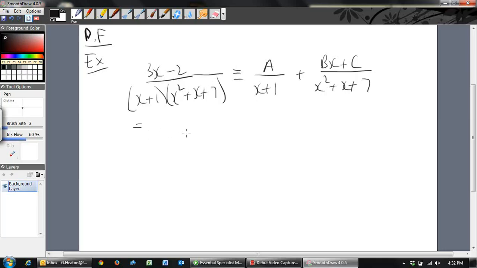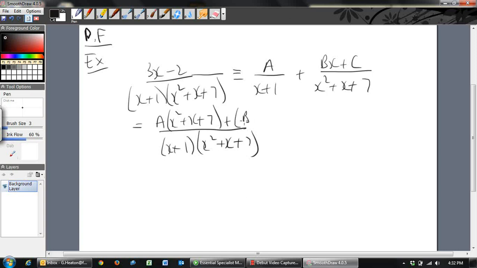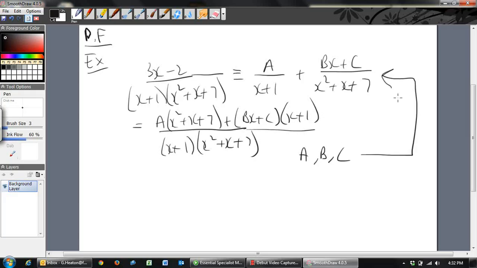So very quickly, that would be equal to (x + 1)(x² + x + 7), A(x² + x + 7) plus, and then it gets a bit more complicated, but you just do your expansion, (Bx + C) times (x + 1), and then you expand that, etc., etc., and find your A, B, C, and then plug them back in to do that expansion. I'll do some of these in class anyway, but that's basically how you deal with quadratics.